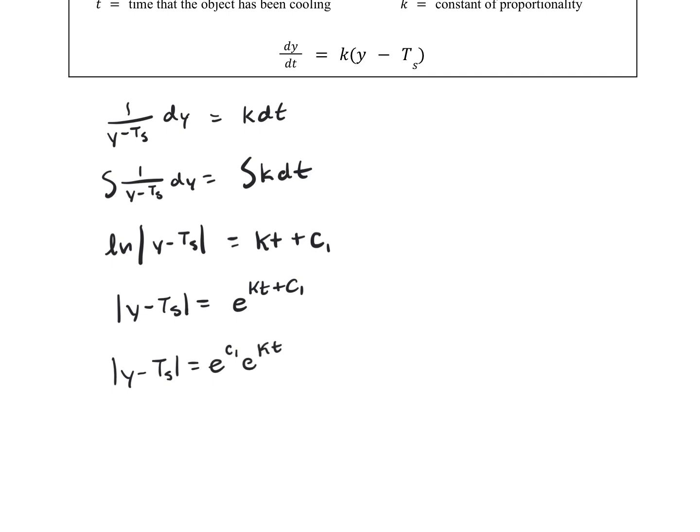And then here we know that e is a constant, c sub 1 is a constant. So I'm just going to replace this entire thing, e to the power of c sub 1, with a new constant. I'll just call it c sub 2. In doing so, c sub 2 is going to take care of the absolute value on the left. So that leaves us with y minus t sub s equals c sub 2 e to the kt. So this takes into account the plus or the minus that's within the absolute value.